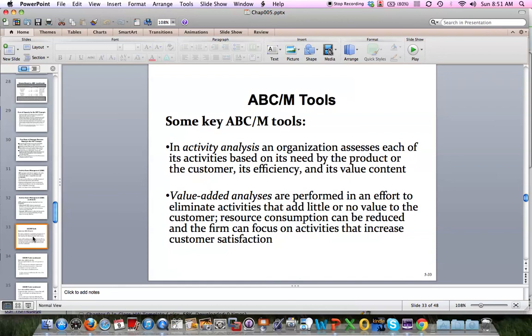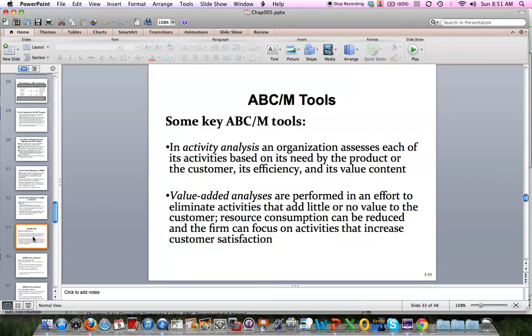So in other words, is the activity needed? How efficient are we at doing it? What kind of value is it adding? A value added analysis is performed in an effort to eliminate activities that add little or no value to a customer. Resource consumption here can be reduced, and the firm can focus on activities that increase customer satisfaction.